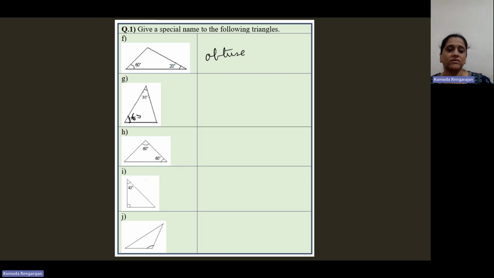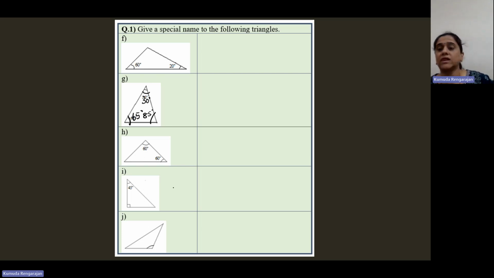What about this? 65 and 30 degrees. What's the third angle? 85 degrees. So what do you call this triangle? All the angles are acute, so it's an acute angled triangle. All the angles measure less than 90 degrees. So it's an acute angled triangle.